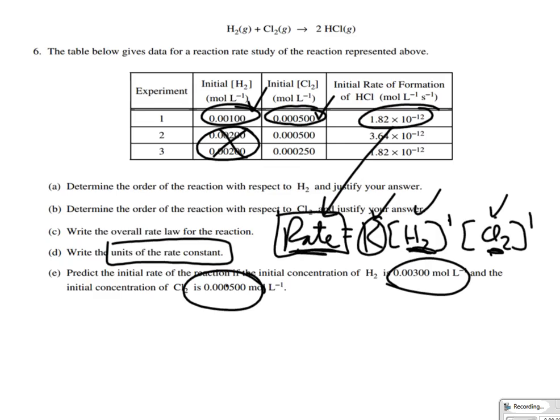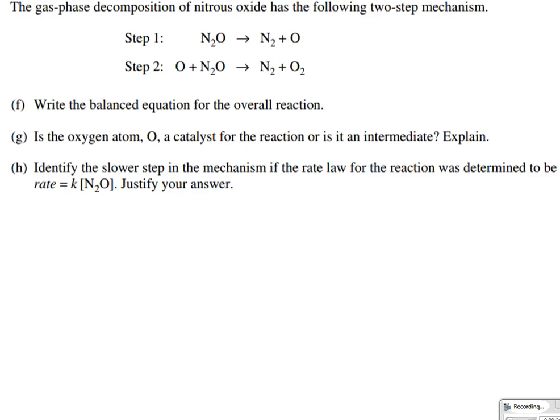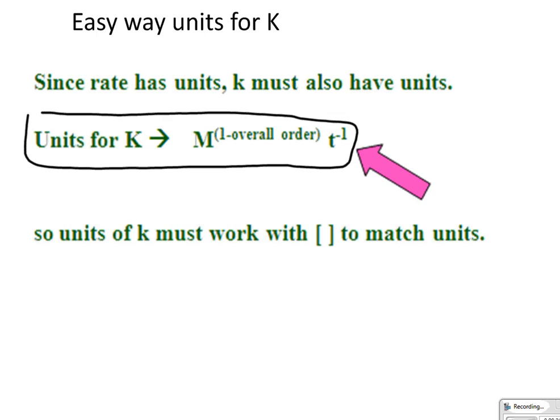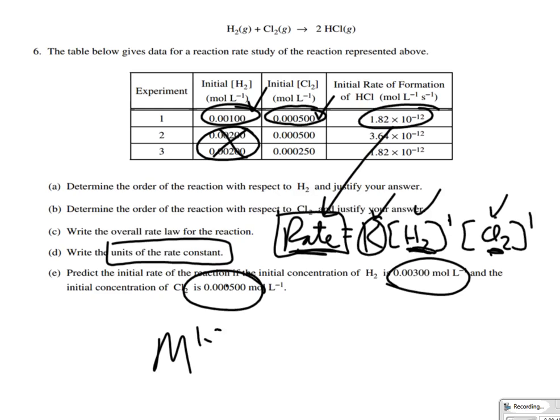All right, this is out of sequence. Key thing to remember, units of K. This is the trick. You definitely want to write this down to figure out units of K really quickly. I definitely will ask you this tomorrow. All you do is you take molarity to the 1 minus the overall order of the reaction, and then time to the minus 1. That's the trick. So if I found my last sample one I said was second order, my units for K would be M to the 1 minus 2, because it's second order, T to the minus 1, although in the data table it says seconds, so therefore I could say seconds to the minus 1.